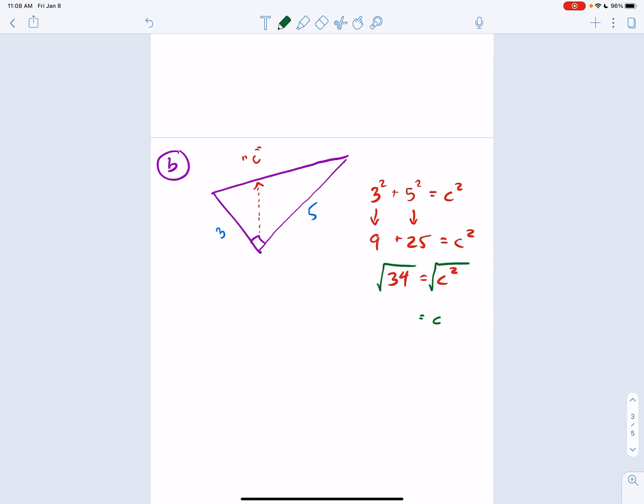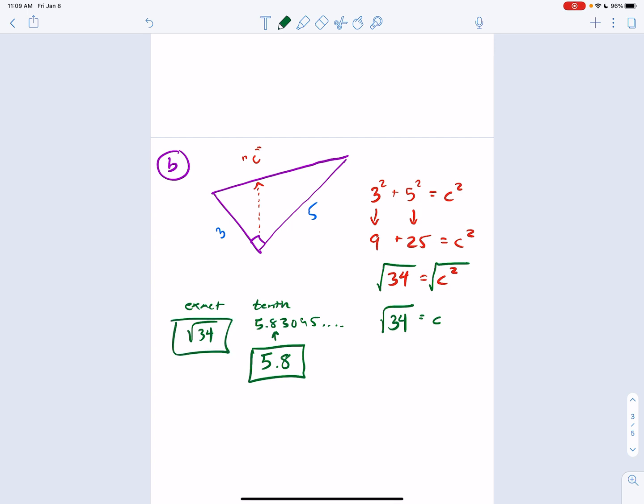Is there a number times itself that'll give me 34? In this case, there isn't. So I'll write it as the square root of 34. That will be my exact answer. Now, if I ask you to round it to the nearest 10th, okay, think about what you would get there. I'm going to go ahead and type that in as well. Let's see. Square root of 34. I'm getting 5.83095 and so on. So to the nearest 10th, that'll be 5.8.